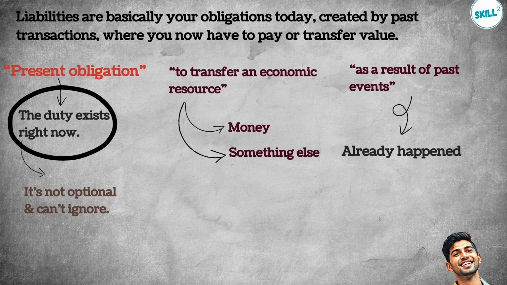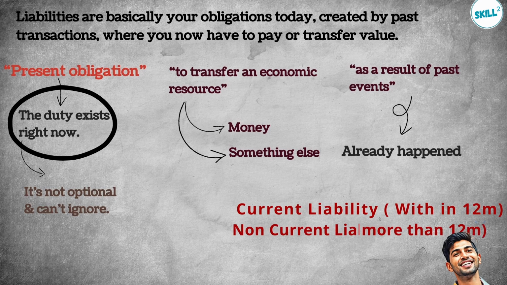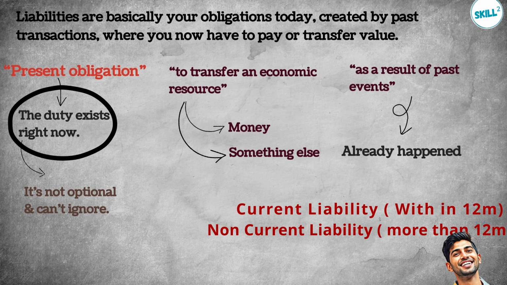liabilities are also split into two types: current liability and non-current liability. Current liability is to be paid within a 12-month cycle, similar to assets, and non-current liability is to be paid after a 12-month cycle.